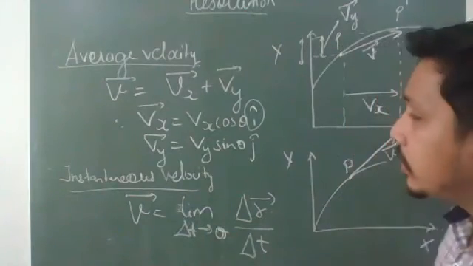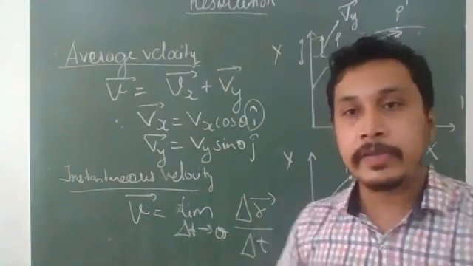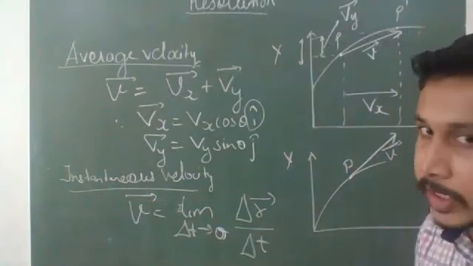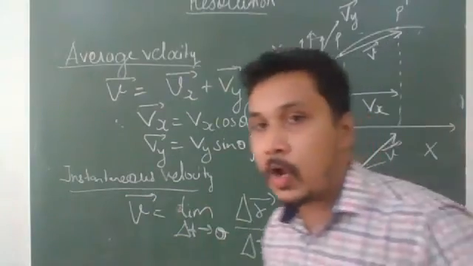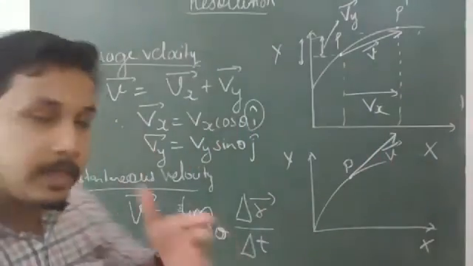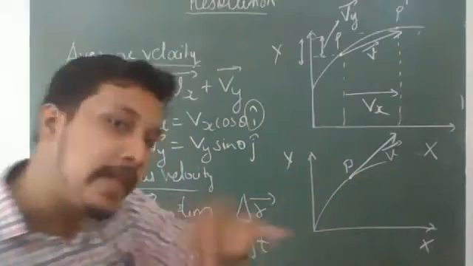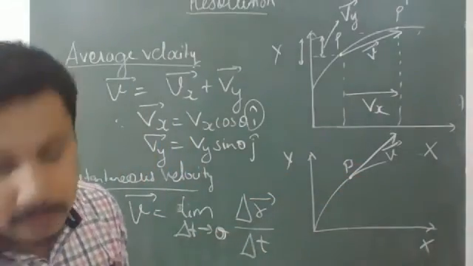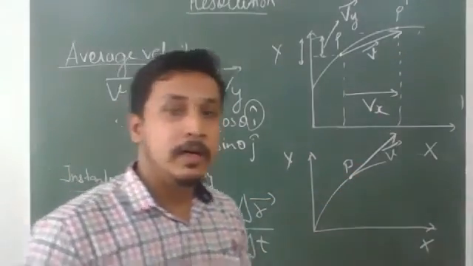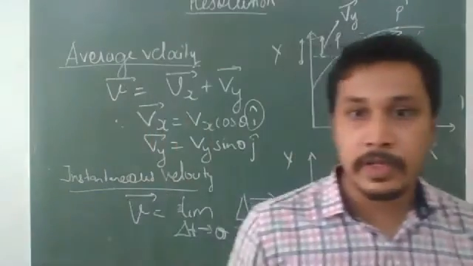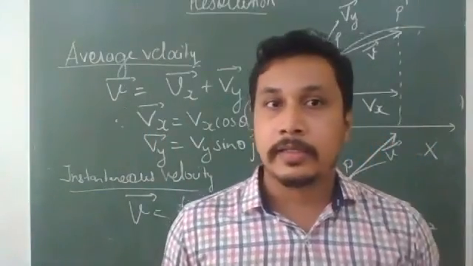So instantaneous velocity is given by the formula v is equal to limit of delta t tends to 0 of del r by del t, and the direction of this instantaneous velocity will always be tangent at that point where we are calculating velocity. Fine, everybody. Hope you have cleared these two things which we have discussed today, and thank you.